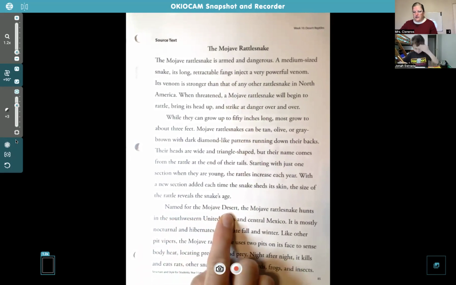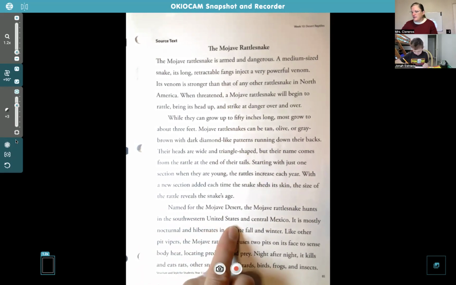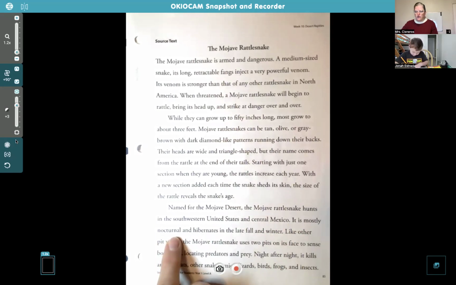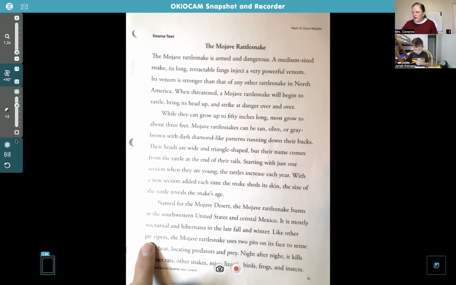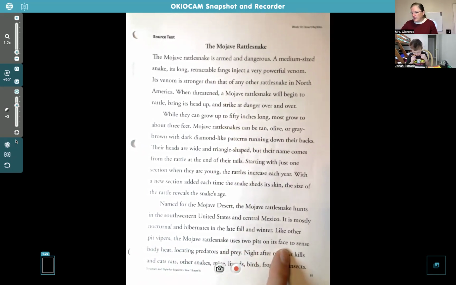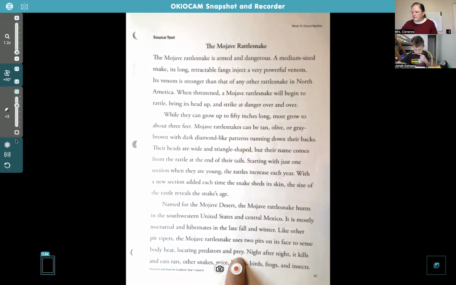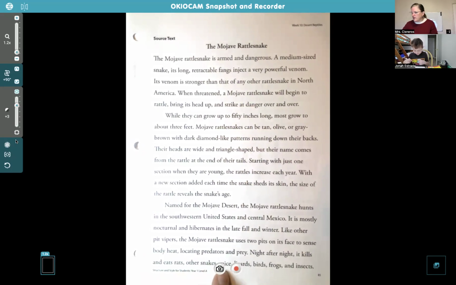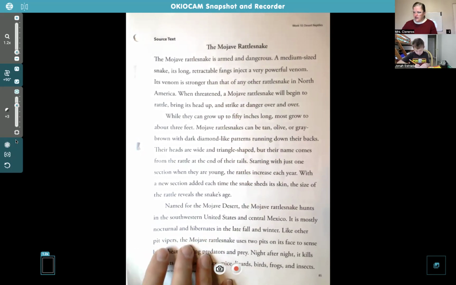Named for the Mojave Desert, the Mojave rattlesnake hunts in the southwestern United States and central Mexico. It is mostly nocturnal and hibernates in the late fall and winter. Like other pit vipers, the Mojave rattlesnake uses 2 pits on its face to sense body heat, locating predators and prey. Night after night, it kills and eats rats, other snakes, mice, lizards, birds, frogs, and insects. And I think that's it. There's nothing on the back.